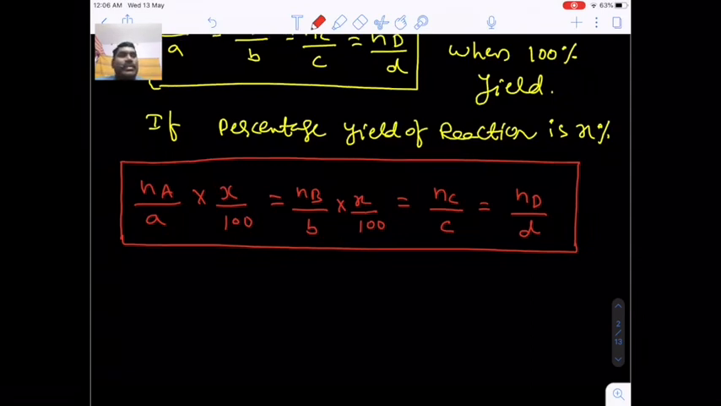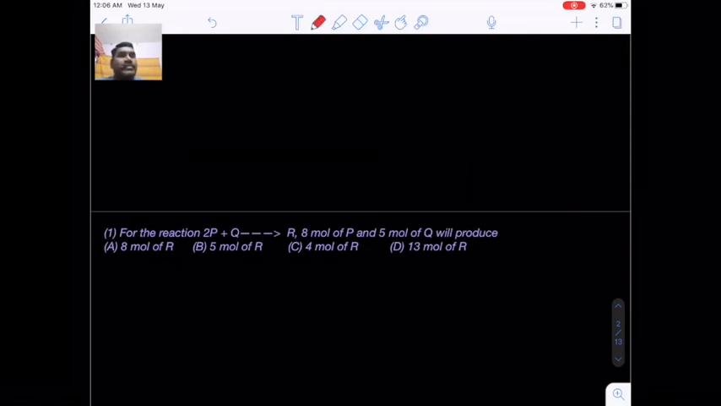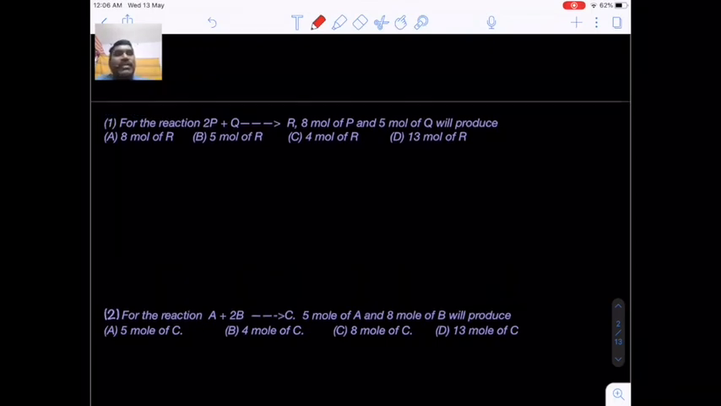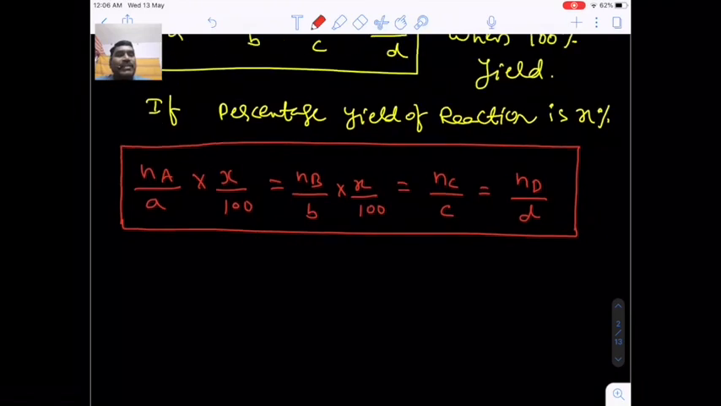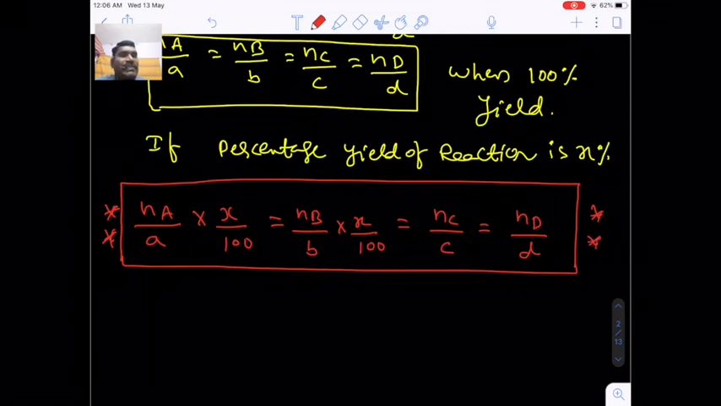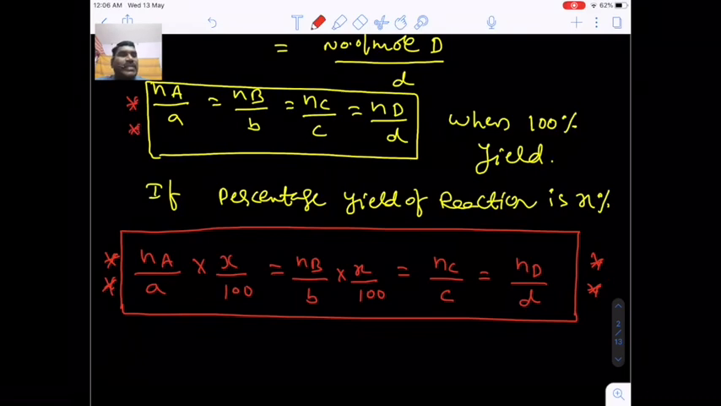Now come to some numericals. First problem. For a reaction 2P plus Q gives R, 8 moles of P and 5 moles of Q are taken. How many moles of R will be produced? Now just now I told you this is the basic formula. Always remember, if the percentage yield is not given, that is 100%, then we can use the first formula.